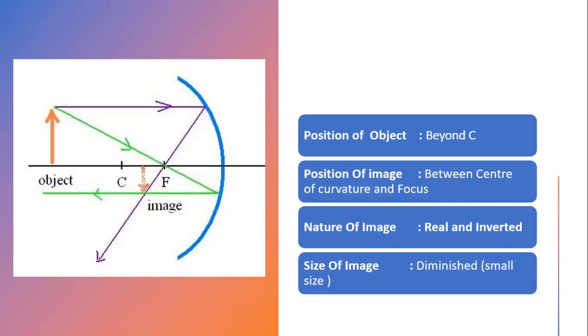Both the reflected rays are meeting at the point. At that point, image will be formed. So the position of image is between C and F. The arrow mark shows the image. Then nature of image, real and inverted. And size of image is diminished. Diminished means again small size. This is the second case.